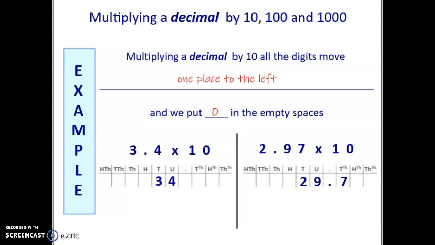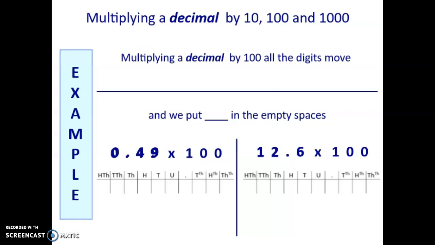Let's have a look at timesing by 100. The same rule as before. When I multiply by 100, all the digits move 2 places to the left, and we put a 0 in any empty spaces as placeholders.